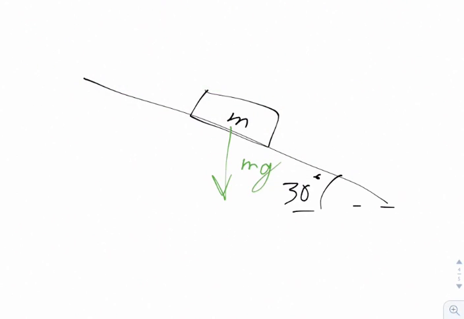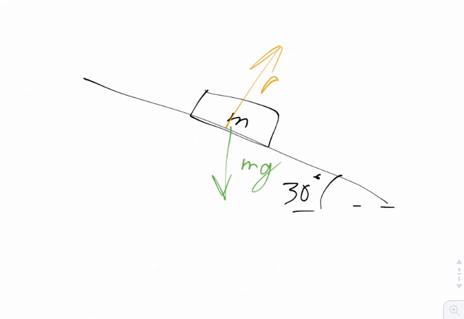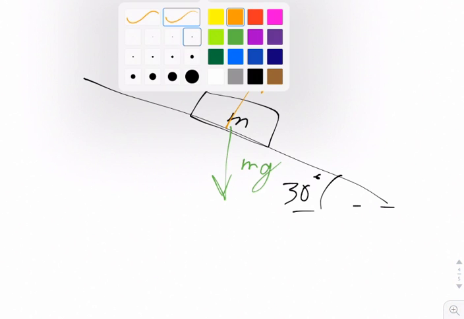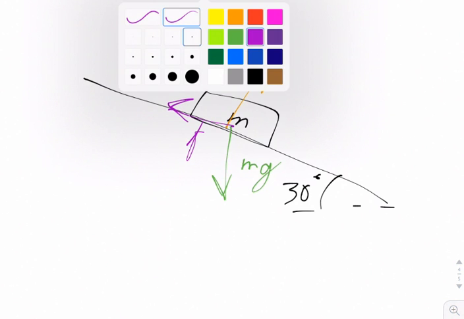There's of course mg directed towards the center of planet Earth, which normal people call down. And there's a normal force that's perpendicular to the surface of the incline by definition. And then now we have a friction force, which is up the incline because it's resisting the motion of the block down the incline.